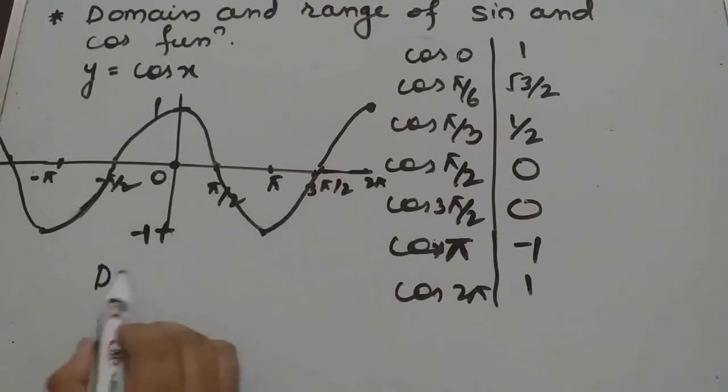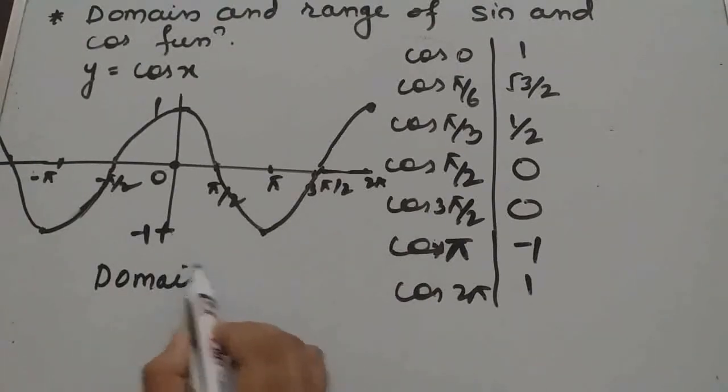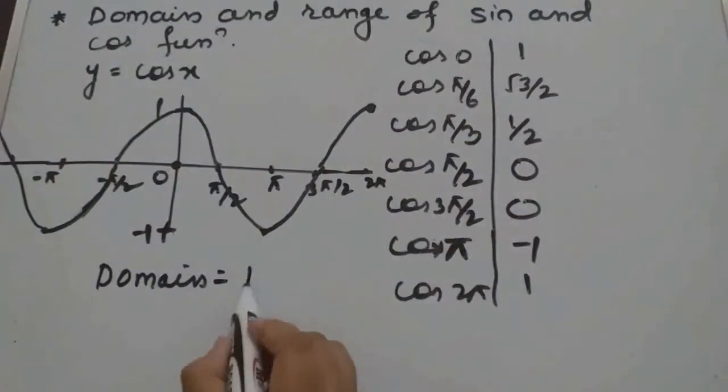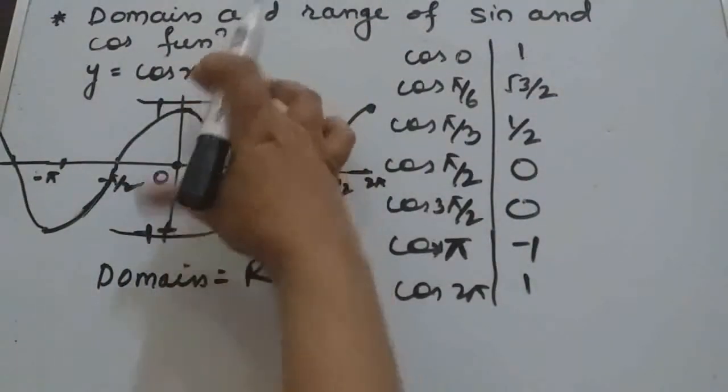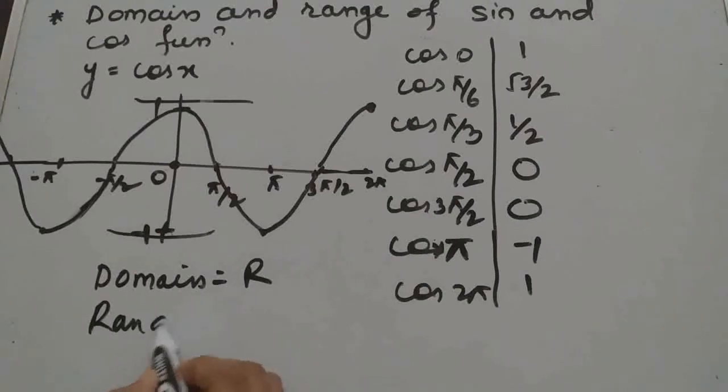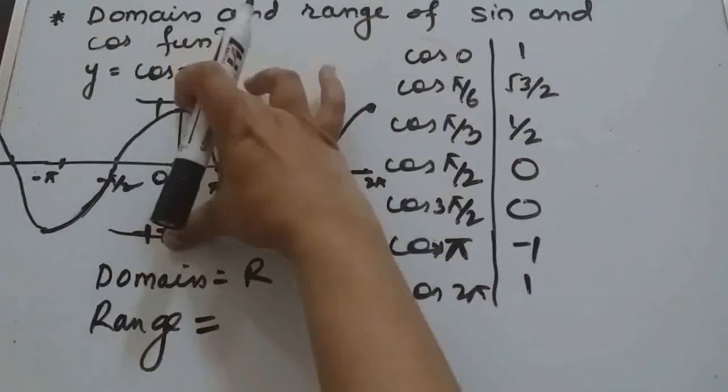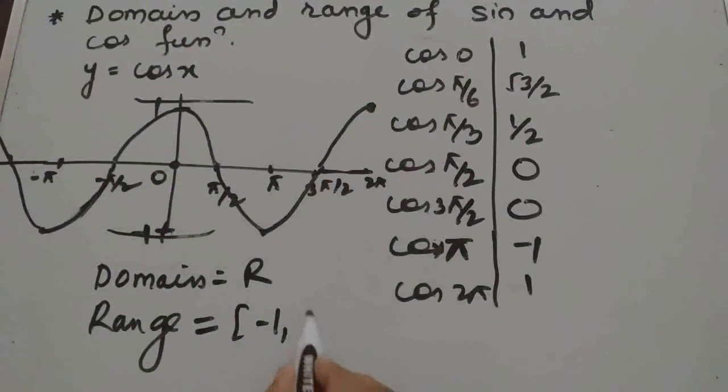Now here also if you consider the domain, domain will be all real values, isn't it? But the range is only, the y value is restricted to this interval. So range means this interval, so minus 1 to 1.